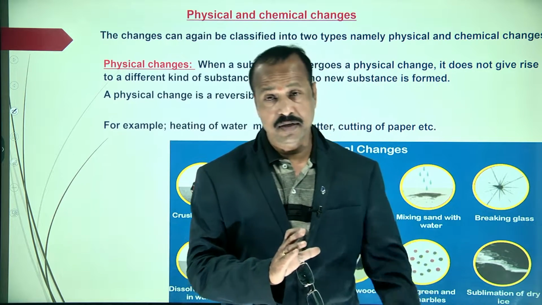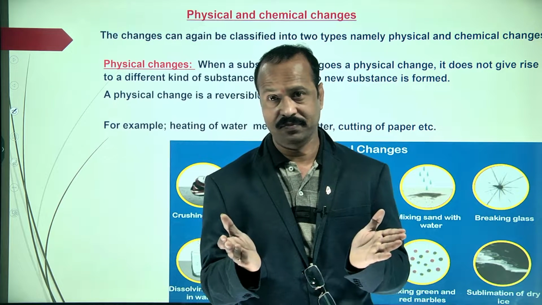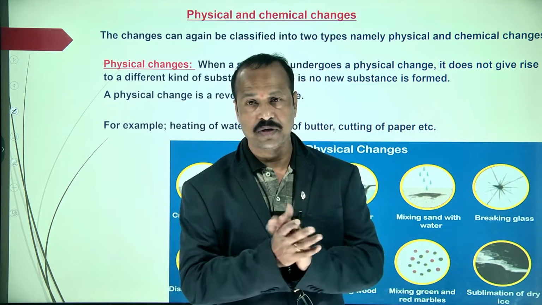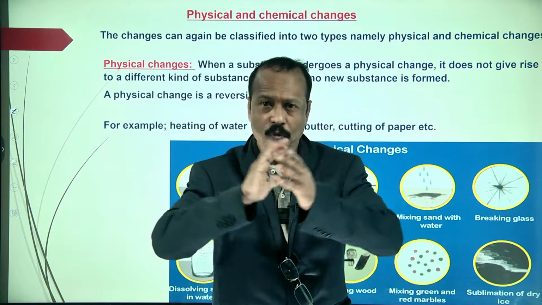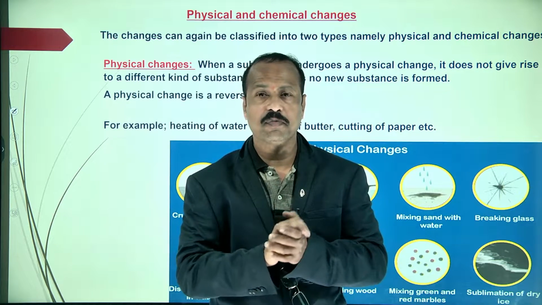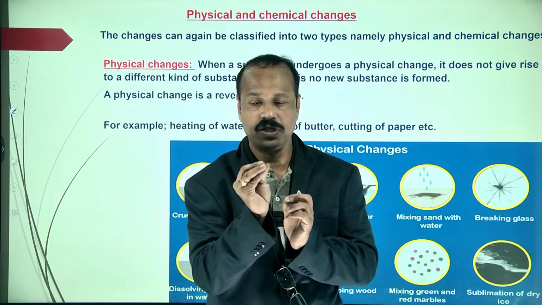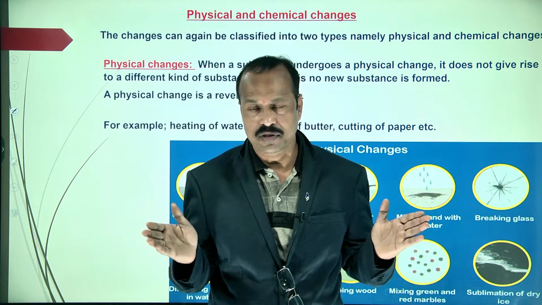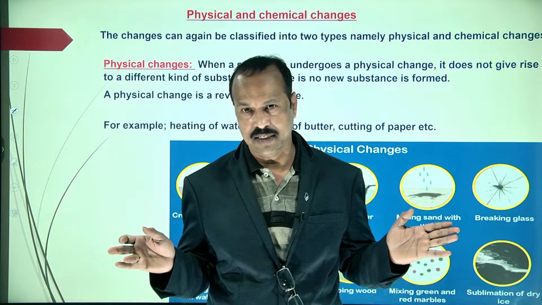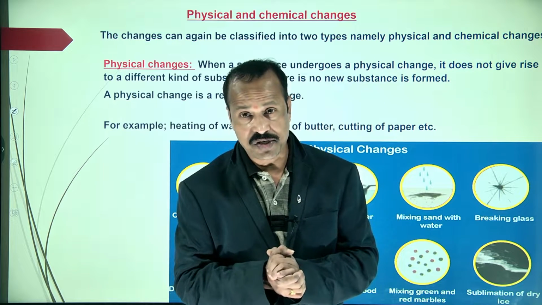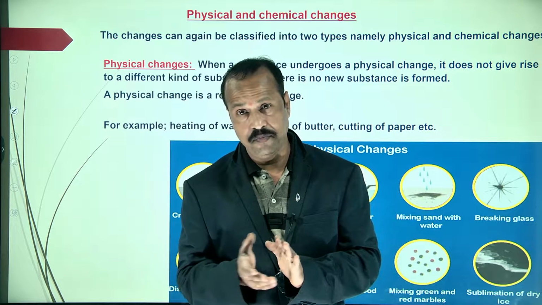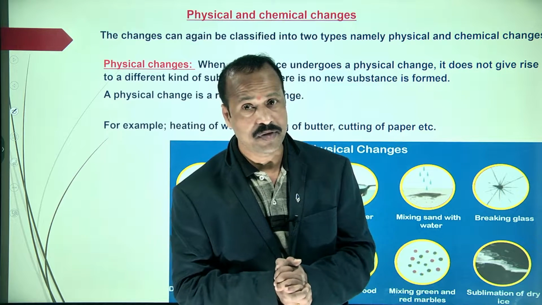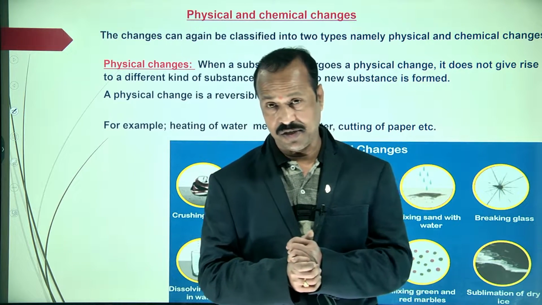So means what? If there is a change in the size. For example, if we have one sponge, you know the sponge, and if you press it, then what happens? It gets compressed and it changes into a small shape. Now, if you release the force, again it comes to its original state. So there is a change in the size, shape, etc. State also. That is called a physical change.